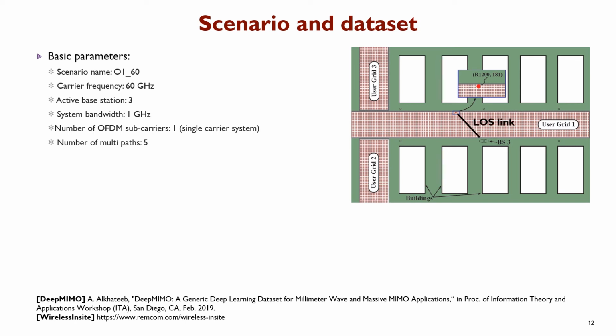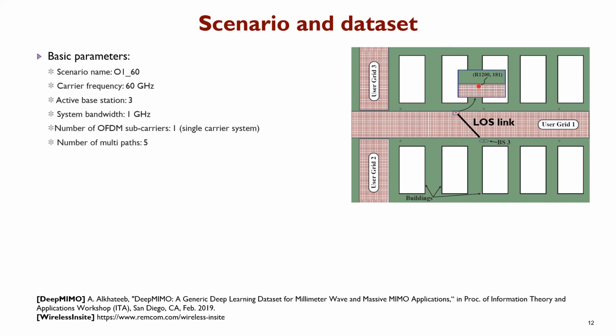And the system is operating at 60 GHz, and we select the third base station, as shown in the figure. We assume that the bandwidth of the system is 1 GHz and it is a single carrier system. Also, we construct the channel by only considering the dominant five paths.